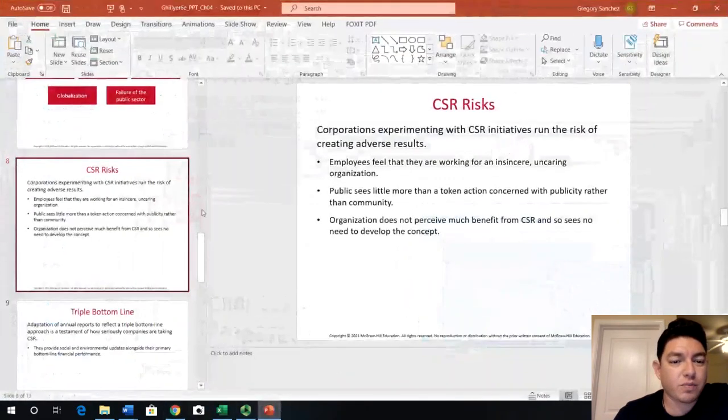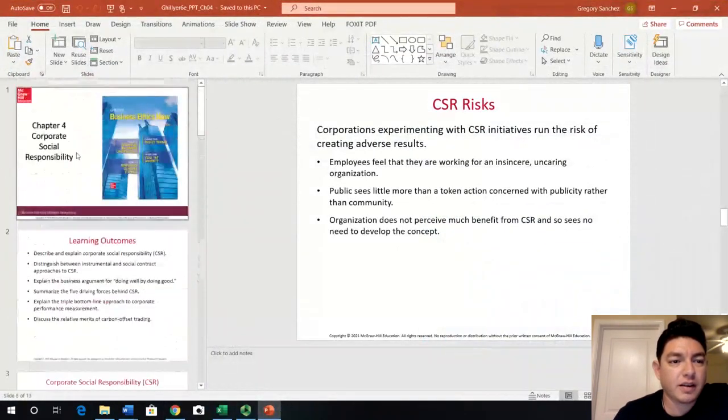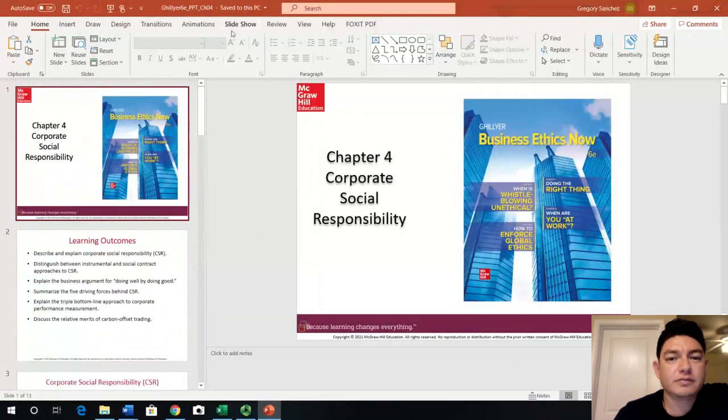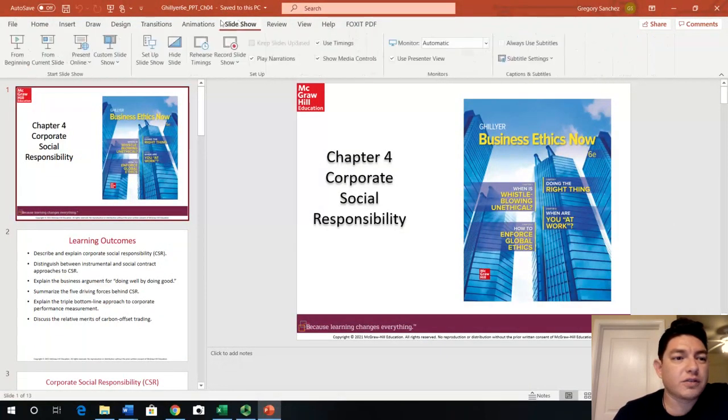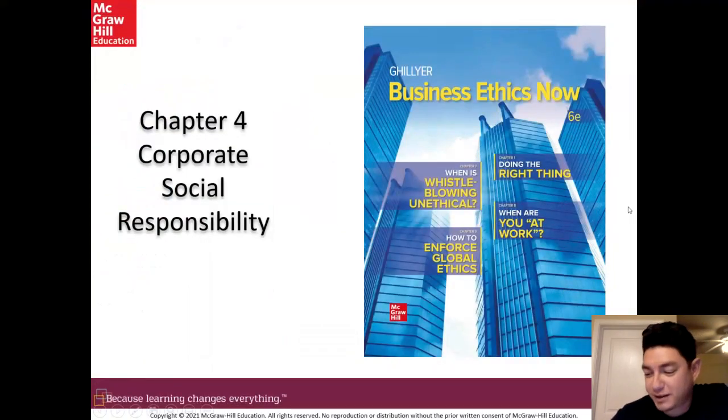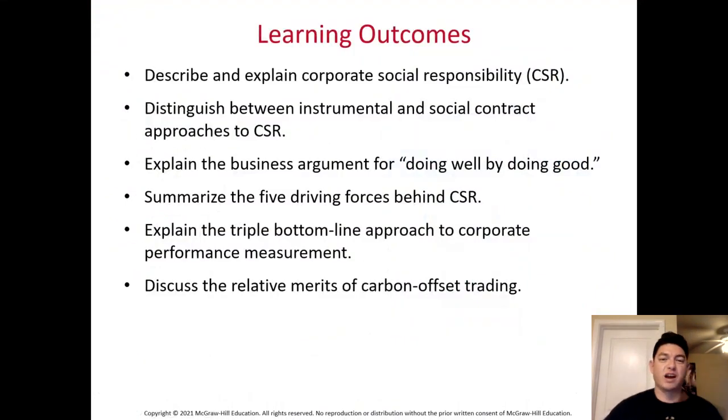Let's get into our chapter 4 PowerPoint. And we are covering CSR, Corporate Social Responsibility, one of my favorite subjects. So our learning outcomes: describe and explain corporate social responsibility, or CSR, distinguish between instrumental and social contract approaches to CSR, explain the business argument for doing well by doing good, summarize the 5 driving forces behind CSR, explain the triple bottom line approach to corporate performance measurement, and discuss the relative merits of carbon offset trading.